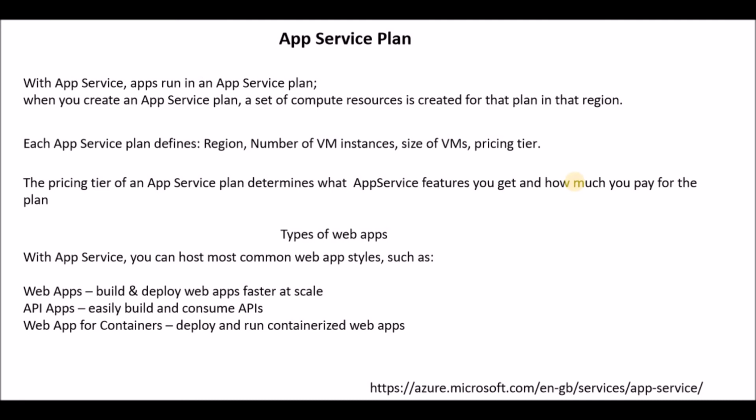With app services, you can host the most common web application styles such as web apps, API apps and web apps for containers. So you can build and deploy web applications faster at scale, like you can deploy within seconds or minutes if your code is already built. And if you have any API applications, you can deploy them also. And if you have any containerized web applications, you can also deploy them by using app services.